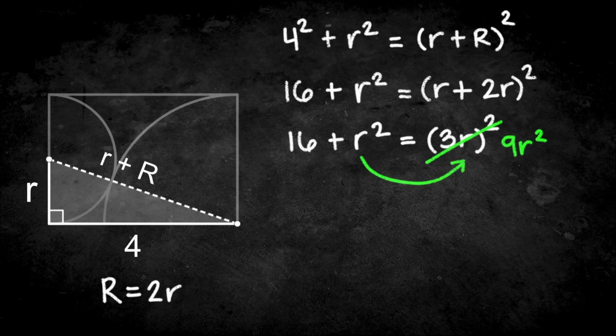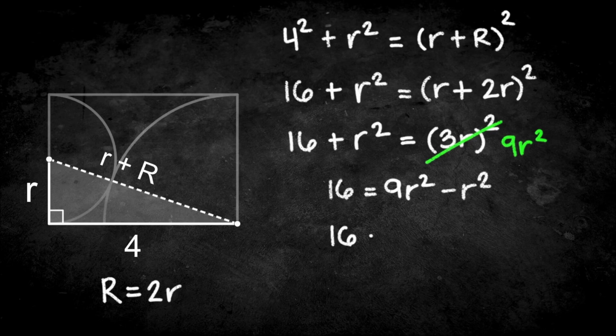Transpose r squared to the right side. We get 16 equals 9r squared minus r squared. 9r squared minus r squared is 8r squared. Divide both sides by 8 to get r squared equals 2.